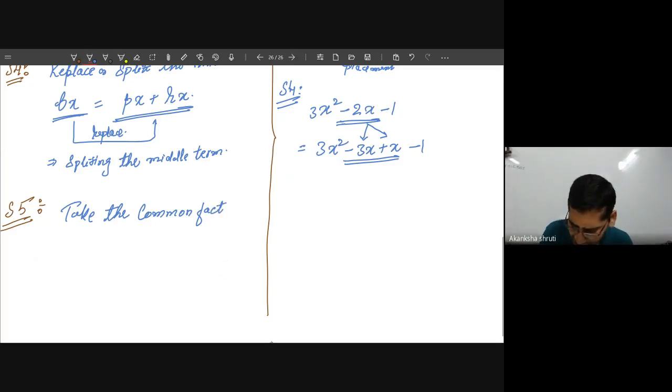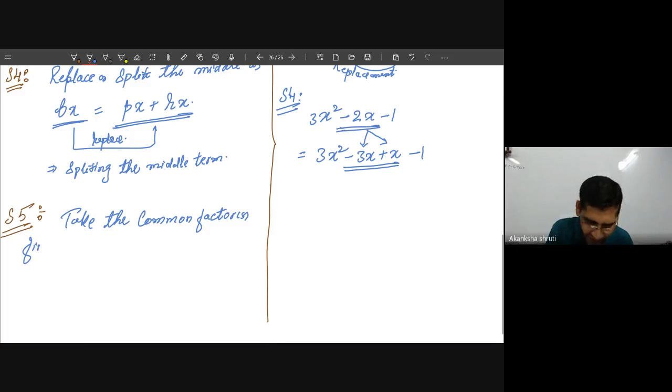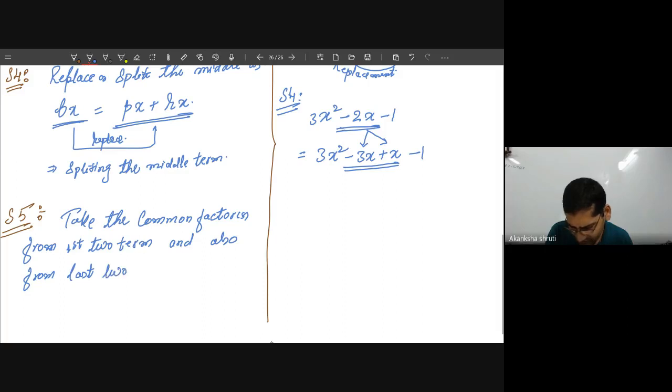So factors from first 2 terms and also from last two terms. So whatever the first two terms, you have to take the common factor. Also, from last two terms, you have to take the common factor.